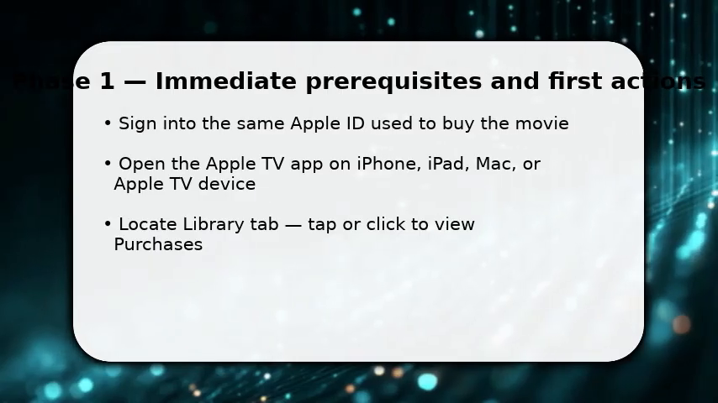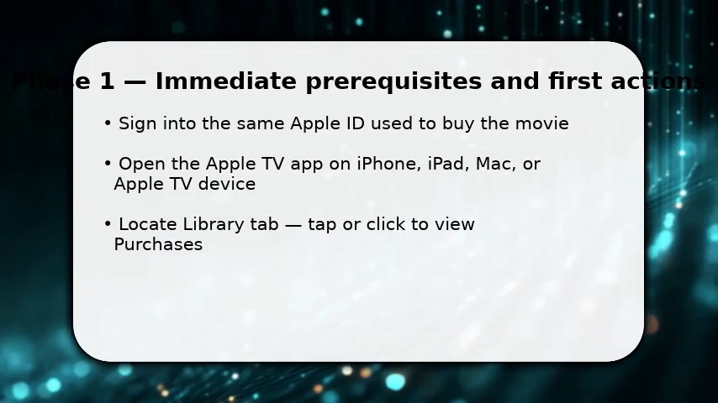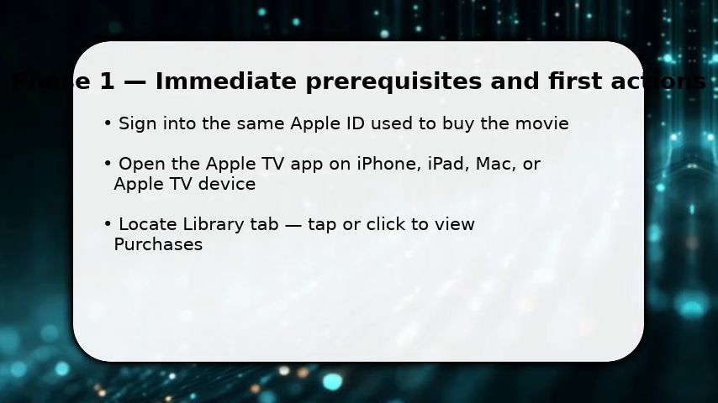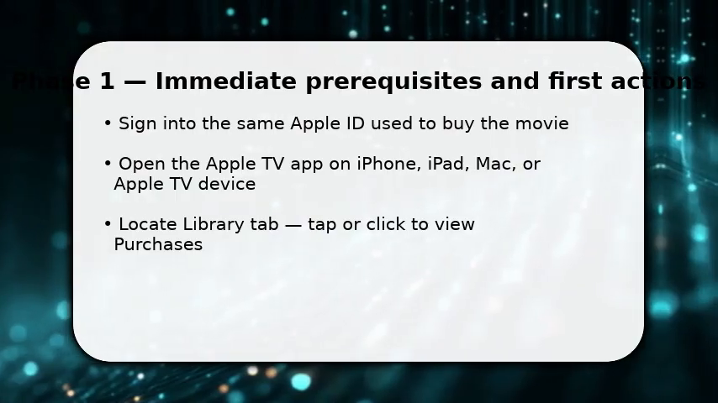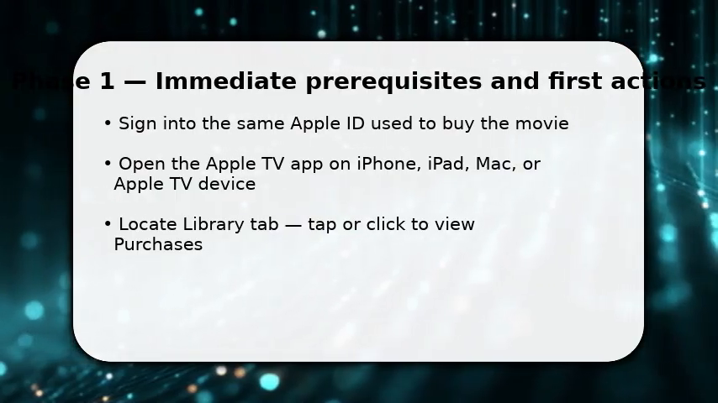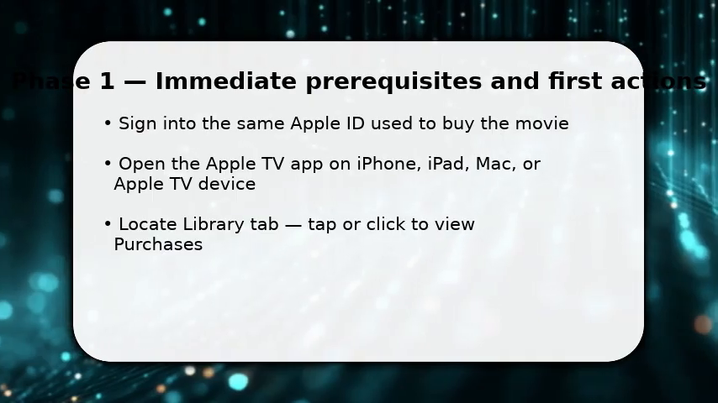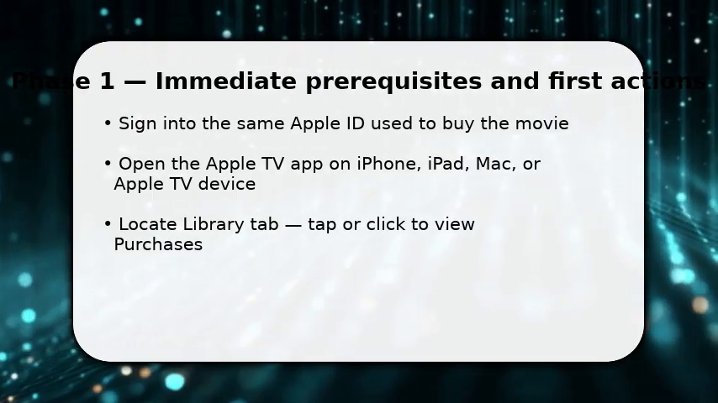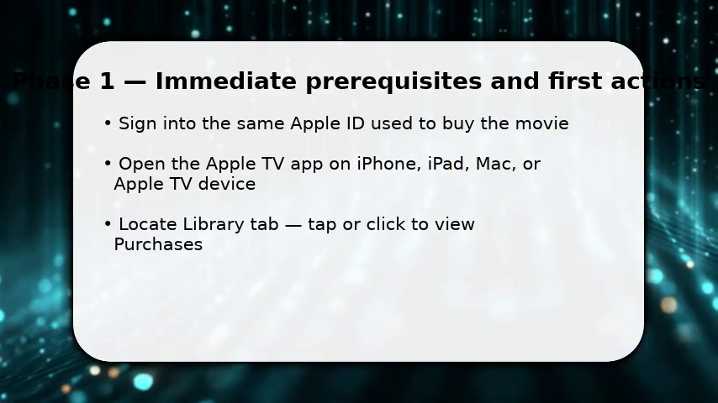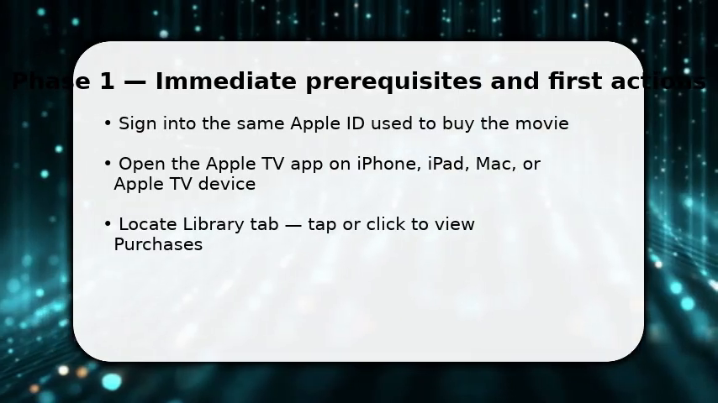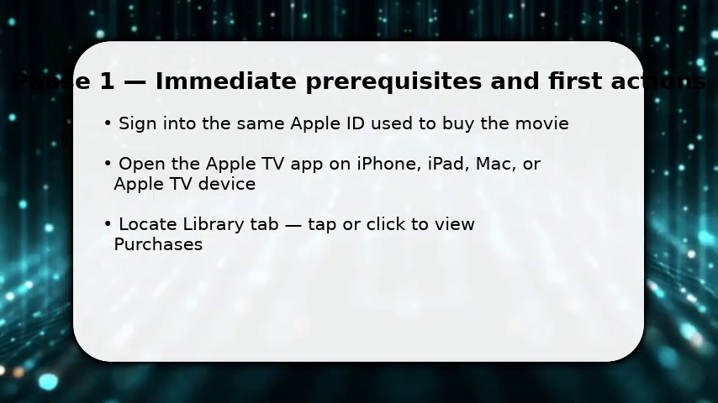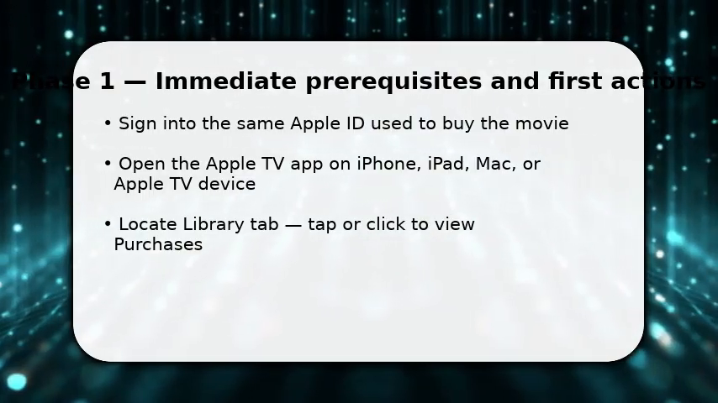You start by confirming your Apple ID and opening the Apple TV app because purchases tie to that account. Once done, go straight to Library and select Purchases to list bought movies. You do this now to avoid searching later. It centralizes everything. If you're on Apple TV, use the remote to select Library. On Mac or iPad, click or tap Purchases. Make sure the device is online, since the app needs to verify purchases before you remove them.